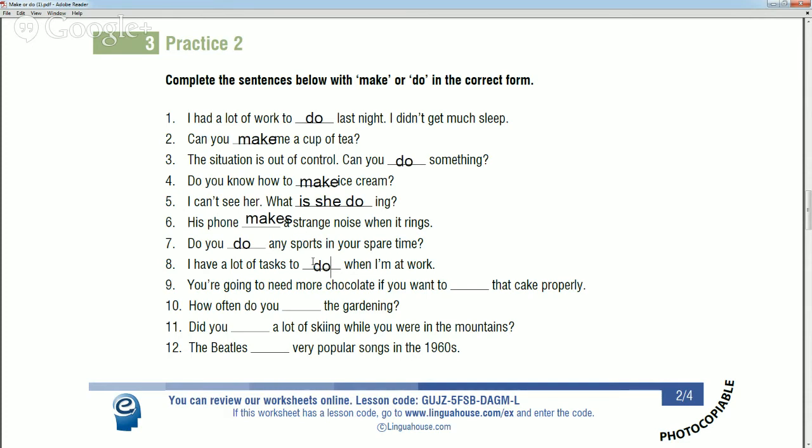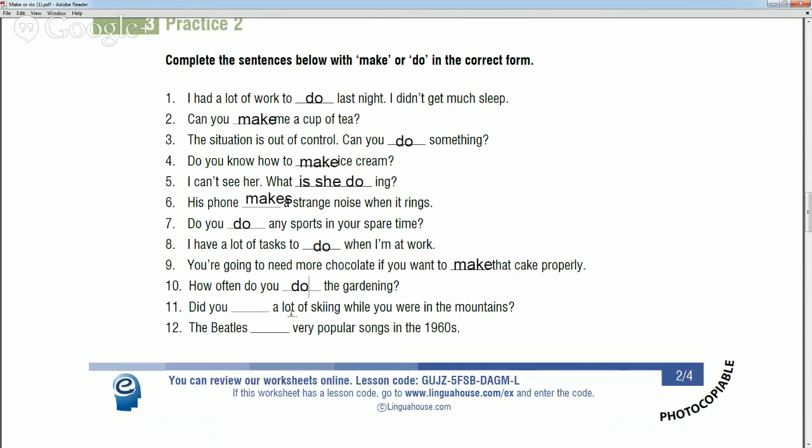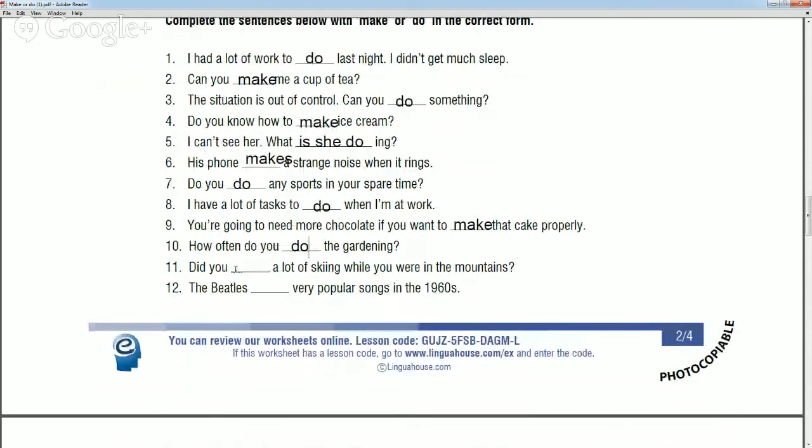Number 9, Perla, can you read number 9? You're going to need more chocolate if you want to make that cake properly. Yeah, chocolate is very important in a cake. Okay. Number 10. How often do you do the gardening? You do the gardening, not make the garden. Not very often. Me neither. Number 11, Perla.